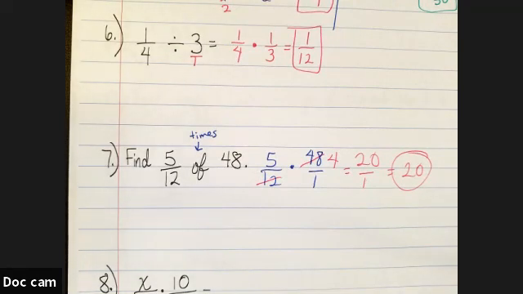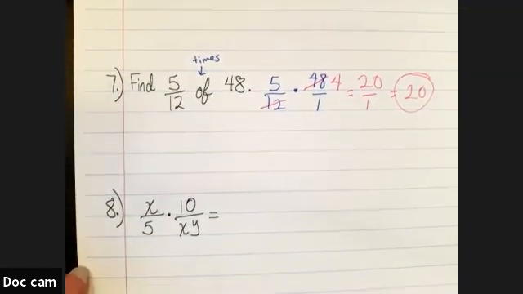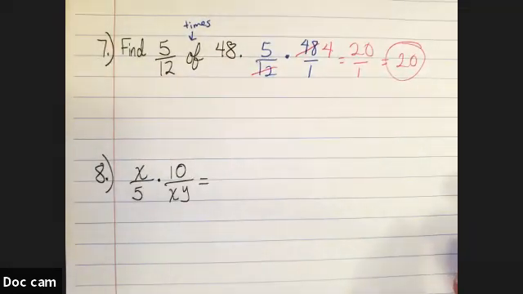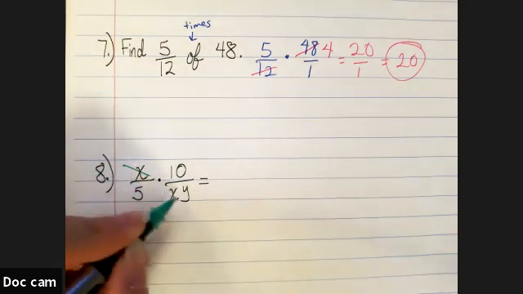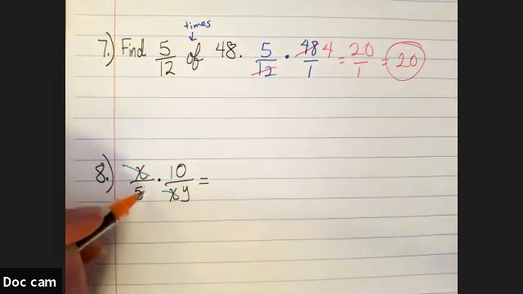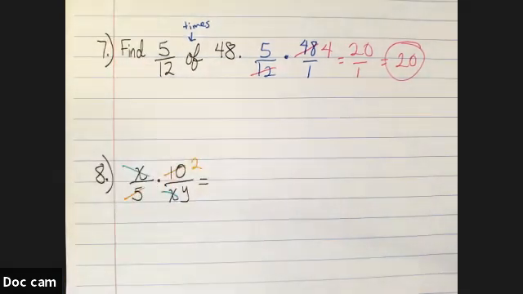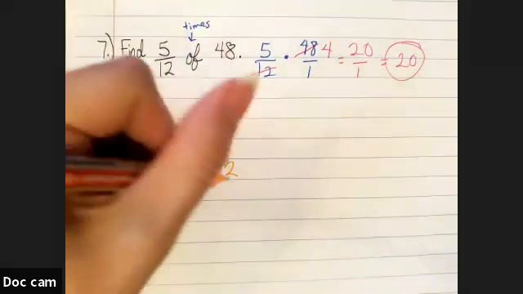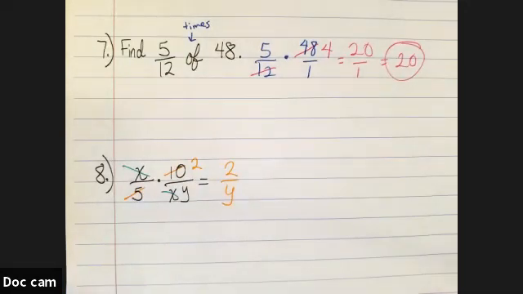All right. And then let's do a few examples here where we have some variables in the mix. We know we're going to be doing some algebra, so we're going to be dealing with variables. Actually, it's easier because you see these x's, you can just cancel them out. Done, that's easy. And then 5 goes into 10 2 times. So all we have left is a 2 on the top and y on the bottom. So 2 over y would be the answer.